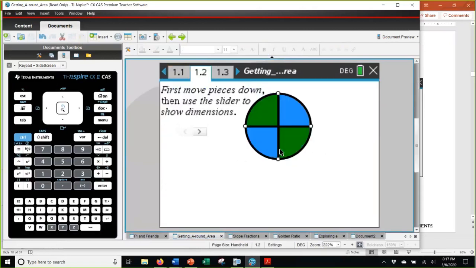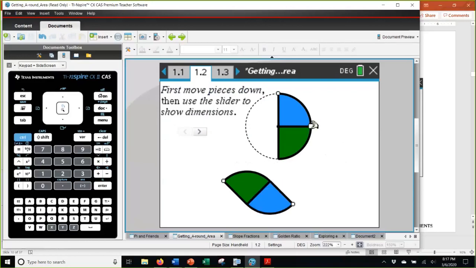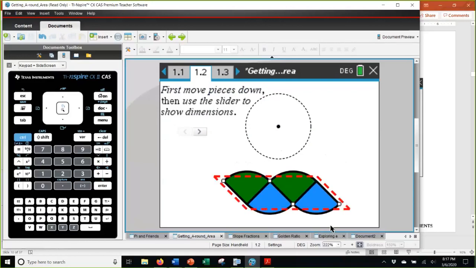This TI-Nspire activity has students taking sectors of a circle, and if we pull them down, we can see that they form a parallelogram-like shape. Now this one is kind of a curvy parallelogram, but what we can do here is show our measurements. The height of the parallelogram is the radius. The base of the parallelogram is half the circumference, which is pi r. So if you take base times height, we get pi r squared.